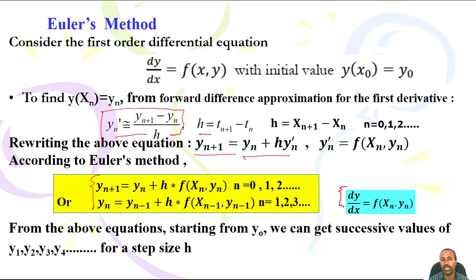So you will start from the initial condition, where x naught and y naught are known. Then you can start with every step size. You can calculate y1, y2, y3, y4, etc., for a step size h, an equal step size.